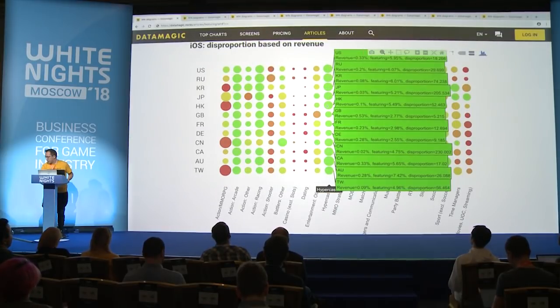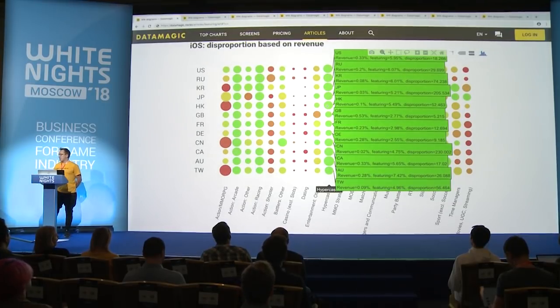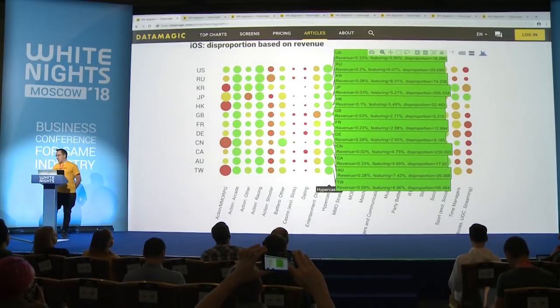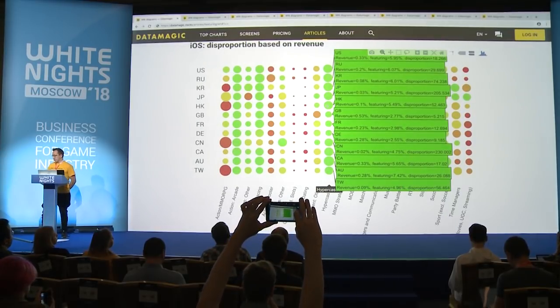Here, for example, you can see that hyper-casual games, most of the time, generate much less than 1% of revenue, and have like 4 or 5% of all the featuring capabilities of iOS in these countries. So this proportion sometimes jumps up to 200 in Japan. So the featuring share is 200 times more than the share of revenue in this country.